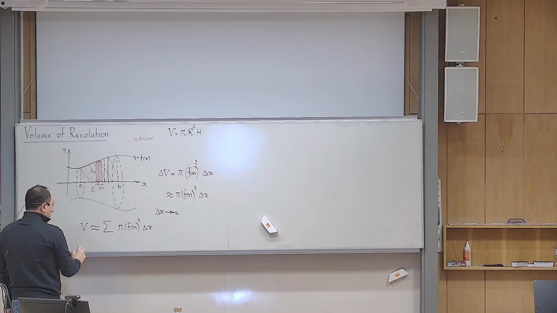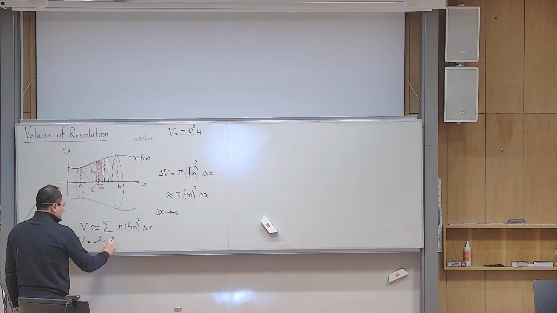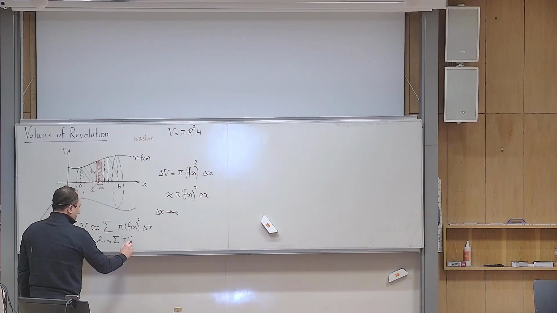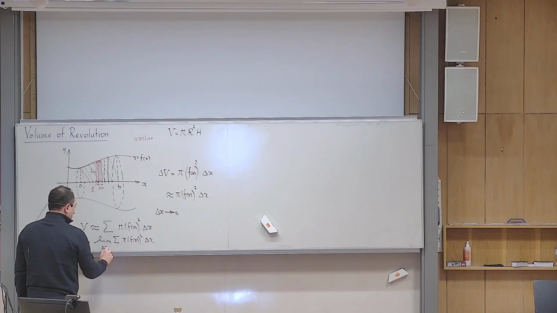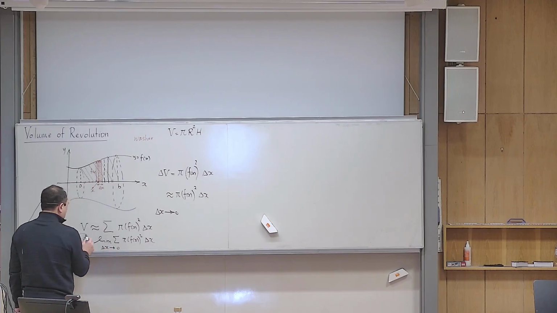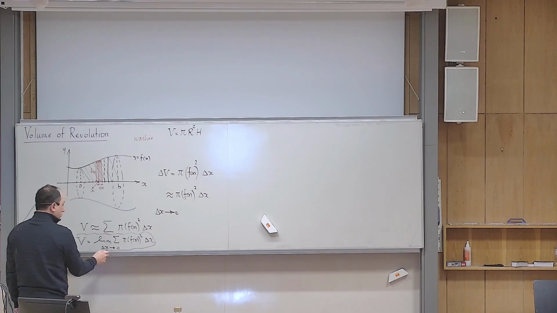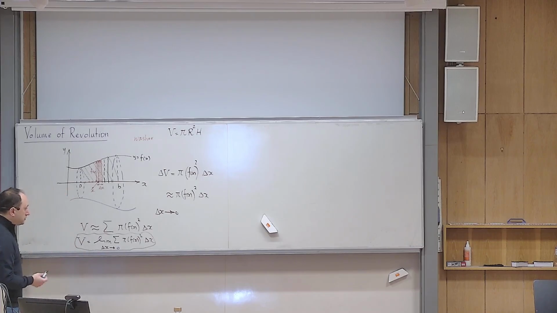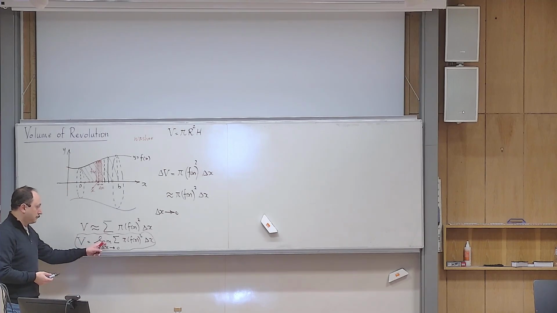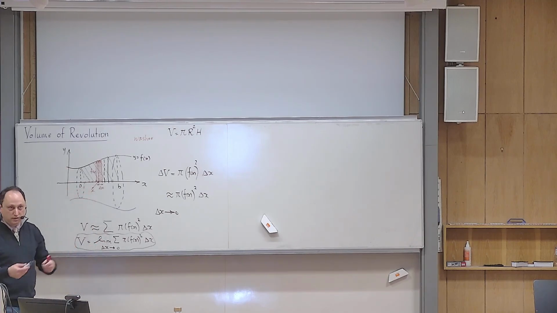But if I want to make it exact, I have to take the limit of this expression and then send delta x to 0. So this is the formula. I didn't prove the formula for you. I just want to motivate you. This is a reasonable definition for the volume of what I'm generating.